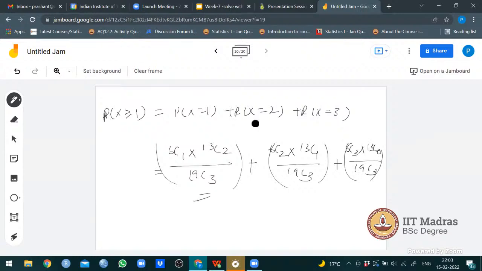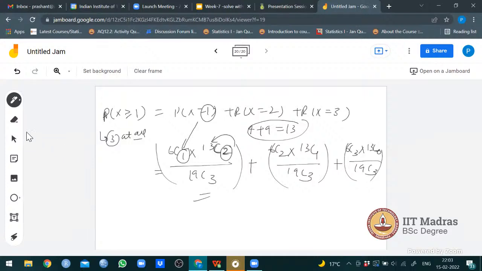Sir, why is it 13C2? See, you have to choose three balls in all. When you choose one ball as white, then the remaining two balls will be from the remaining black and red colors. Sir, won't they be different? No, see, we are not considering that one ball will be different. We have to choose only three balls, out of which one is white. That means the remaining two balls can be any two out of 13.